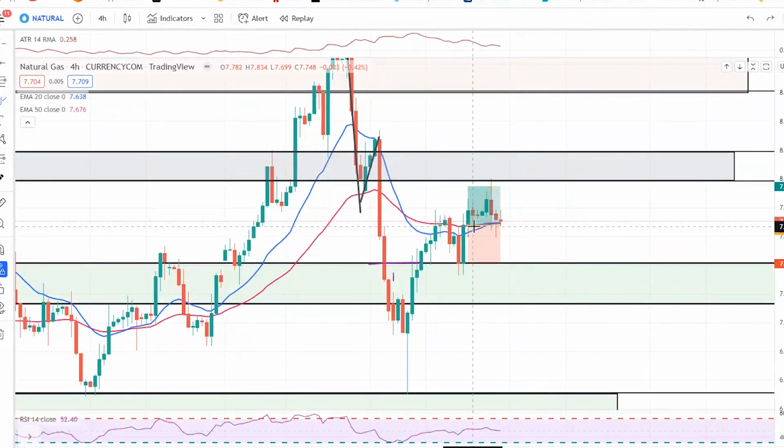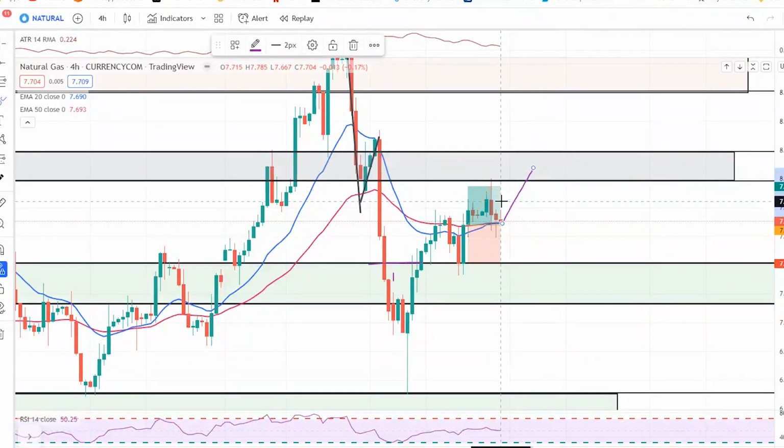And as you can see, the 20 EMA is now crossing the 50 EMA. The fast moving average is crossing the slow moving average. That is also a sign of bullish confirmation. So wait for the market to give you a bullish candle to take long, or break and close below, which is less likely at this point, to take short.